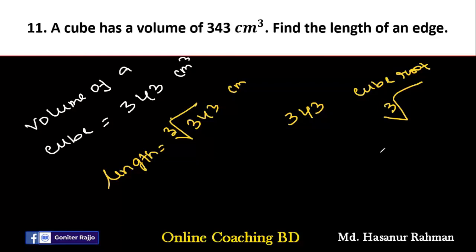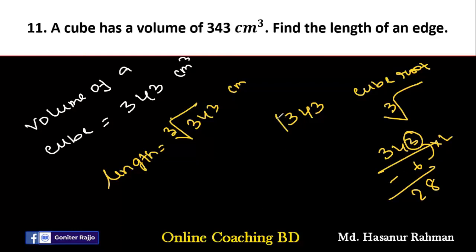How can we understand? Look, if you look at 343, the units digit or last digit is 3. So if we multiply 3 by 2, it will be 6. 34 minus 6, that will be 28. 28 is divisible by 7. That means 343 is also divisible by 7.